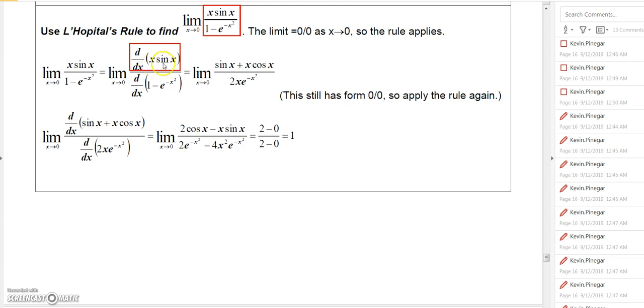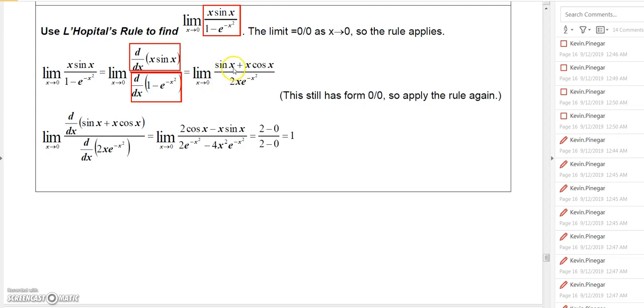Alright, so the derivative of this, if I apply the product rule, turns out to be sine x plus x cosine x. And then I need to take the derivative of the bottom function. So the derivative of 1 minus e to the negative x squared is actually 2x times e to the negative x squared. Now let's try to evaluate this and see what we get.